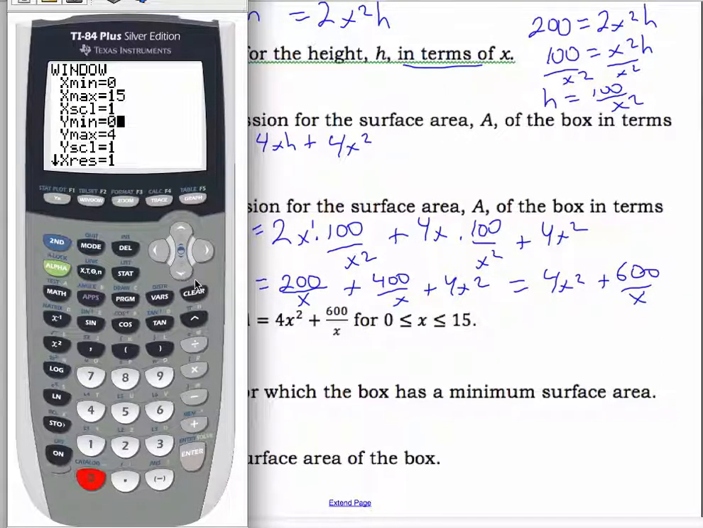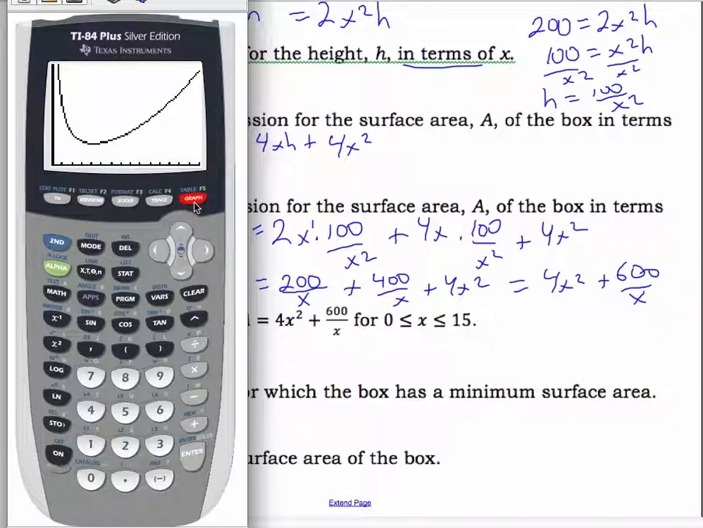The y values are going to be surface area. I suspect maybe up to 1,000, since we got this 600 in the equation. It might be up to 1,000. Let's try 1,000. Oops, that's 10,000. I don't know if we need that big. So I'll try 1,000, and let's see if we can graph and see the whole function. It looks like we can. It looks pretty good. So we went up to 1,000. Let's actually take a copy of that.